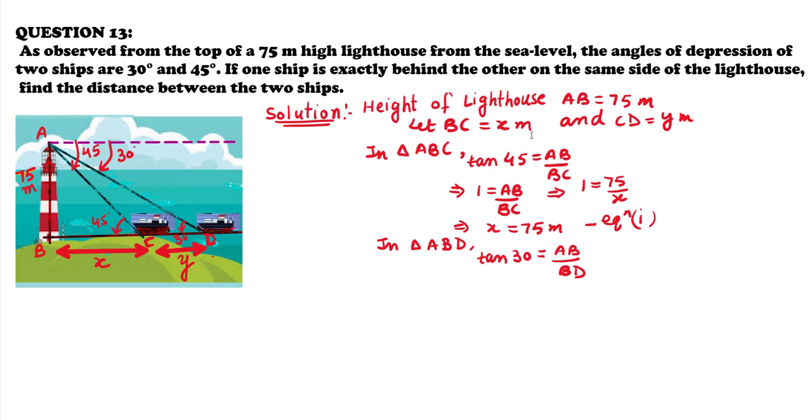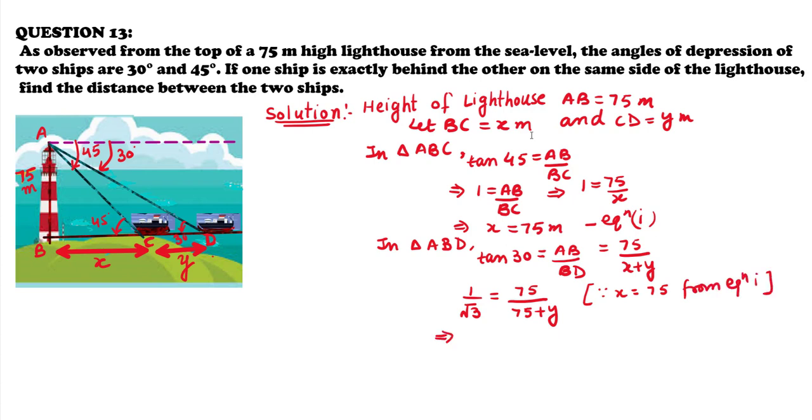So tan 30 is equal to AB upon BD, that is equal to 75 upon X plus Y. What is tan 30? It is 1 upon root 3. So 1 upon root 3 is equal to 75 upon 75 plus Y, as the value of X is also 75 from equation 1.